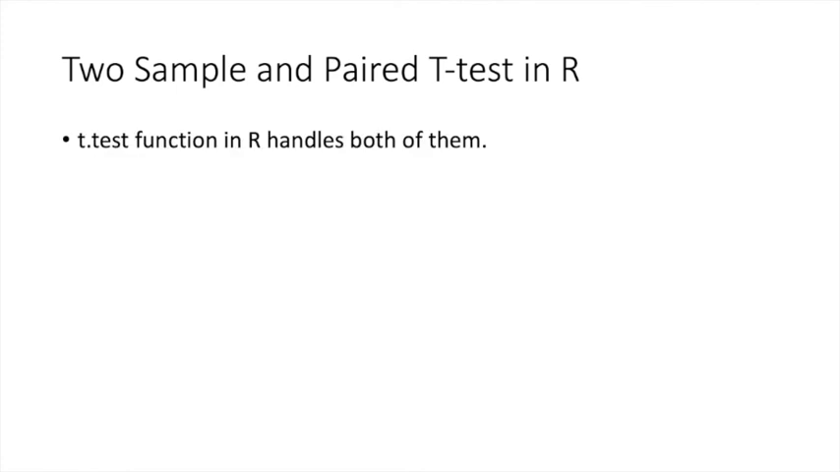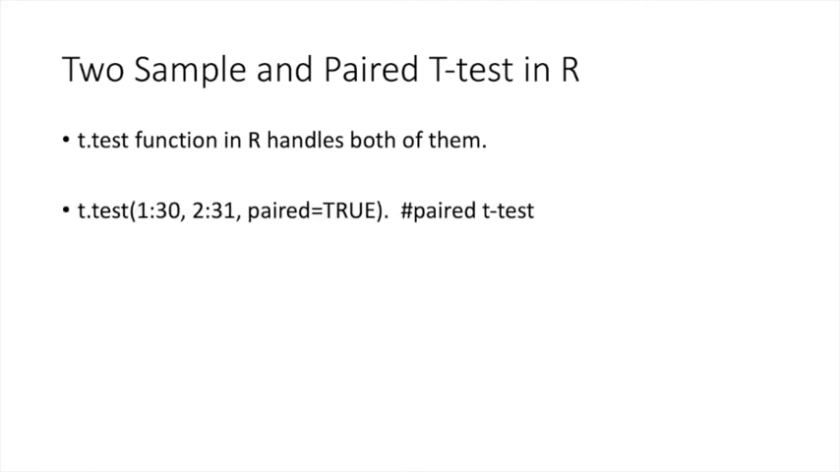Notice the t.test function in R handles both the two-sample and paired t-tests. For example, here is a sample call to a paired t-test. Here both the data samples must be of the same size or you will get an error message. Likewise, this is a call to a two-sample t-test, and here the data samples are of different sizes.